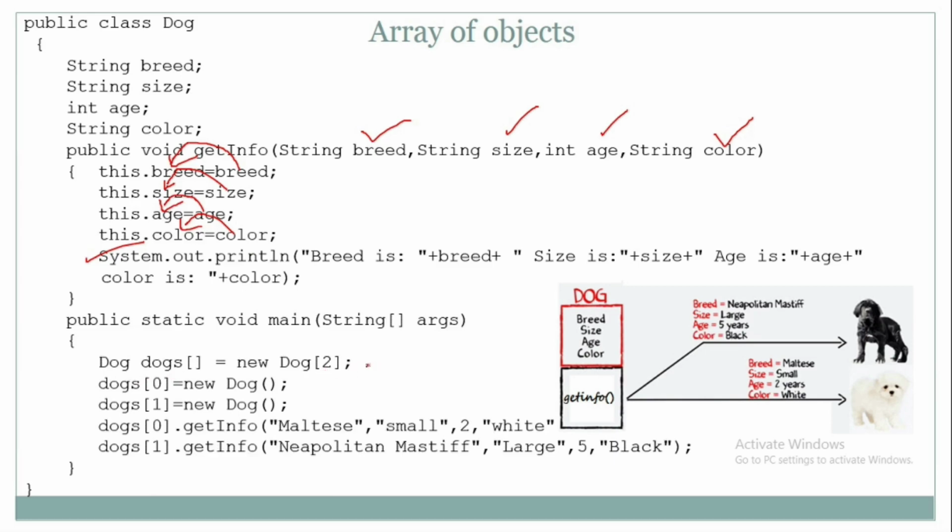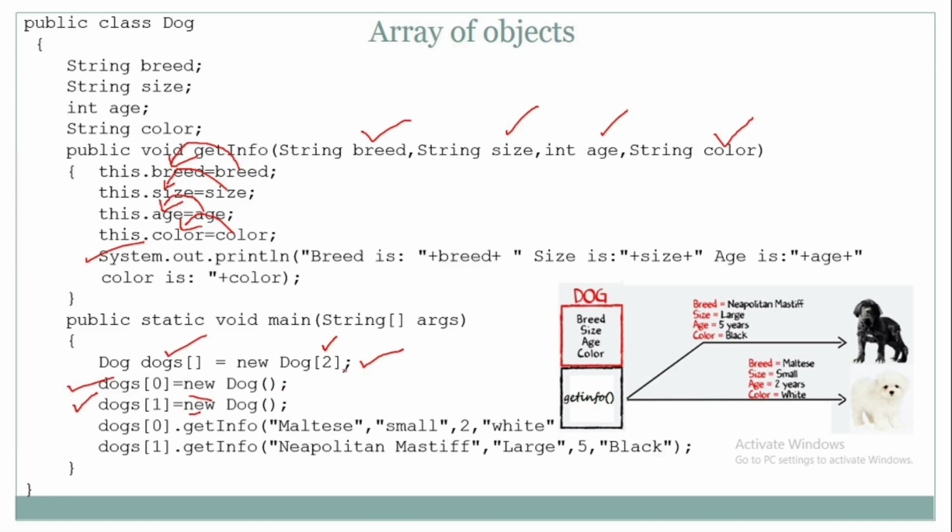In the main function, this is how we create an array of objects. What this does is create two blocks of memory of the class type. This statement just creates two blocks of memory of class type, but the objects are not created yet. To create objects, for each such block we need to assign memory separately. As you can see, for dogs of 0, we have allocated memory separately using the new operator. Here there are only two blocks of memory, so we have done it separately.